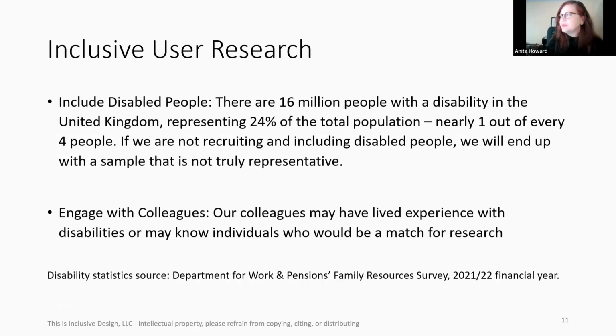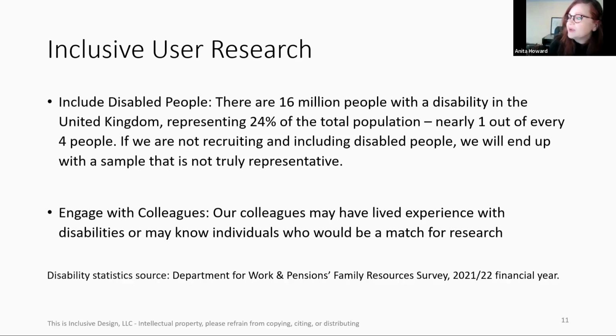I do have a statistic here about 16 million people. There are 16 million people with a disability in the United Kingdom as of the 21-22 survey. And that represents 24% of the total population. So nearly 1 of every 4 people have shared and disclosed that they have a disability. So if we're not recruiting and including disabled people, we end up with a sample that is not truly representative. So that's why it's so important to include everyone and have that diversity represented.